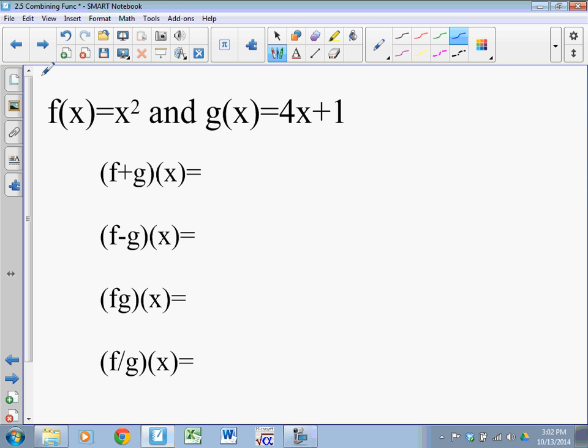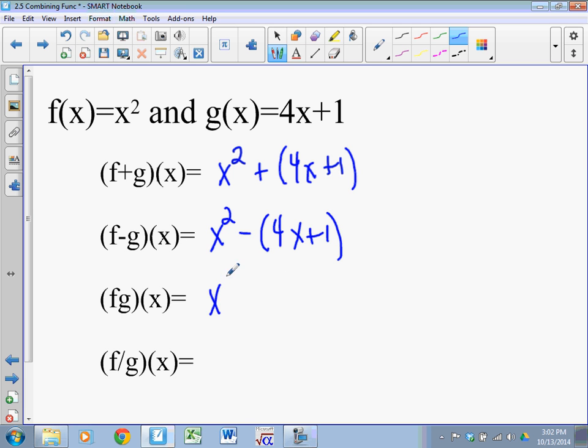Now, if we don't have a graph, we actually have our equations or our formulas, our rules, x squared and 4x plus 1. If I want to add these, that's exactly what I do. I just add them. If I want to subtract them, I just subtract them. It's that easy. These are the basic ones. If I multiply, I just multiply. No different than you'd expect. And if I divide, I just have to be careful I don't get 0 in the denominator, but I divide. So those are the basic add, subtract, multiply, divide. It's just as you would expect.